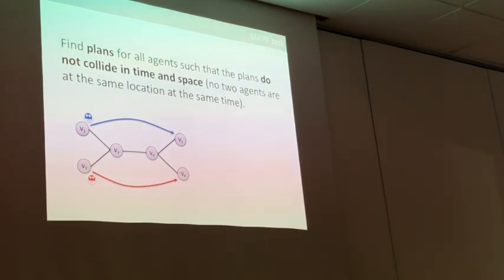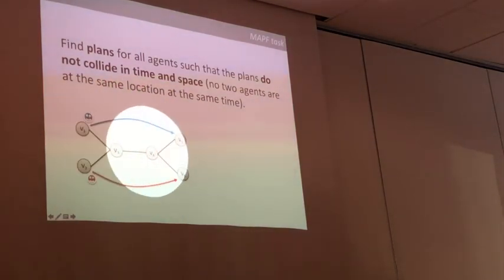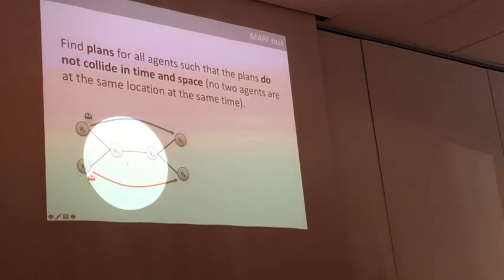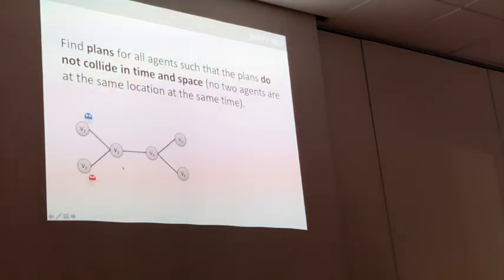We have a graph, two agents, they want to go to the other part of the graph. Obviously there is a bottleneck in the middle, so they cannot go in parallel. One of them needs to go first, so it may look like this. The blue agent is waiting, the red one is going, and now they continue to their destination.